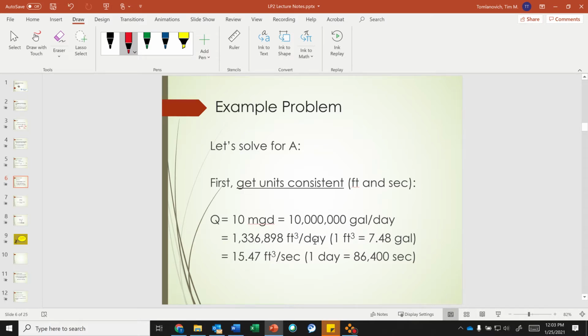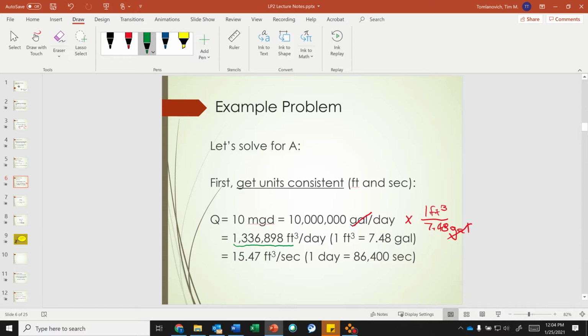So that is 1,336,890 cubic feet per day. Because if we look here, we know 1 cubic foot equals 7.48 gallons. So if I take times 1 cubic foot divided by 7.48 gallons, my gallons is in the numerator on this term, the gallons is in the denominator in that term. That means I'm taking 10 million divided by 7.48, and that's when I get 1,336,890 cubic feet per day.